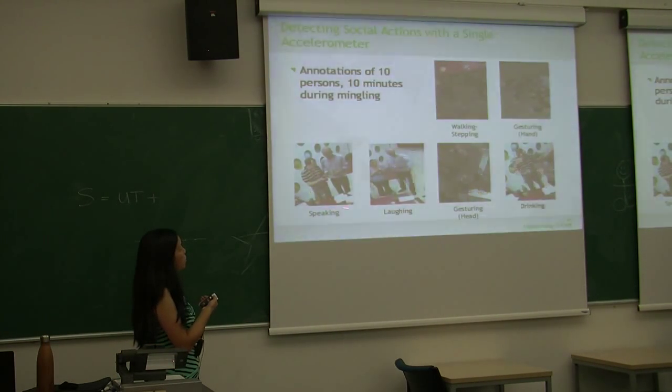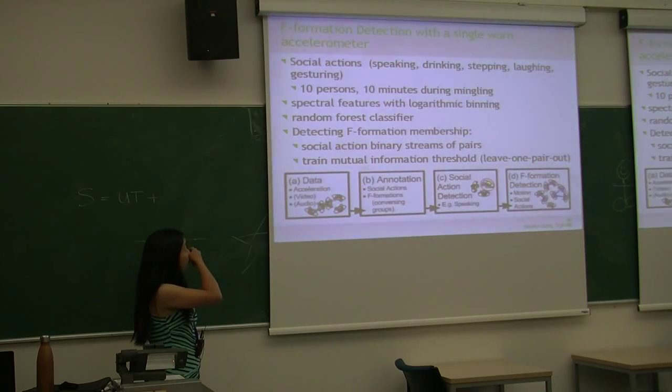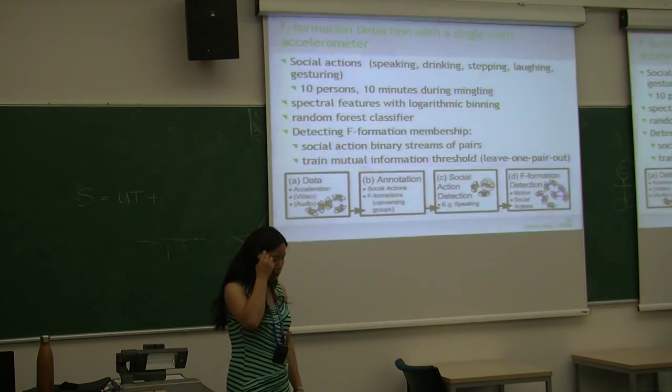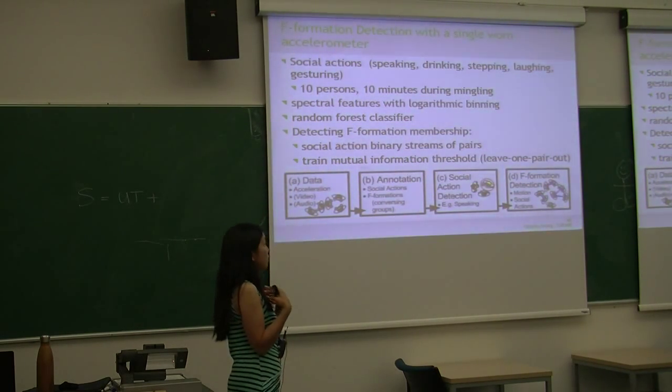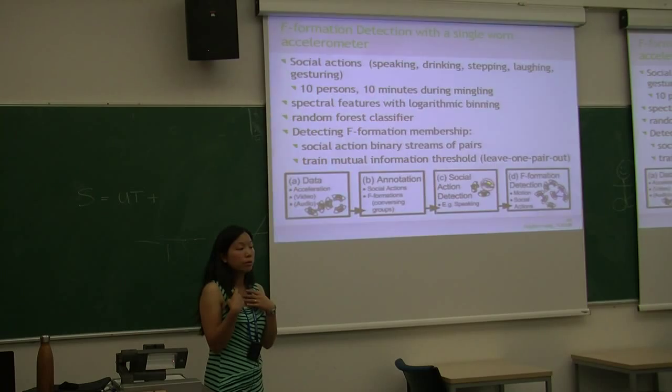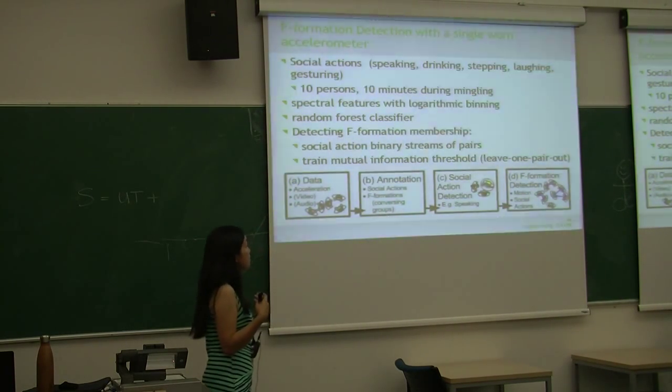So aside from looking at speaking, we also looked at other socially relevant behaviors that were occurring within our data set. To do that, we first tried to predict who's speaking and when, or other socially relevant behaviors, with now just a single accelerometer per person. So a single triaxial accelerometer hung around the neck.